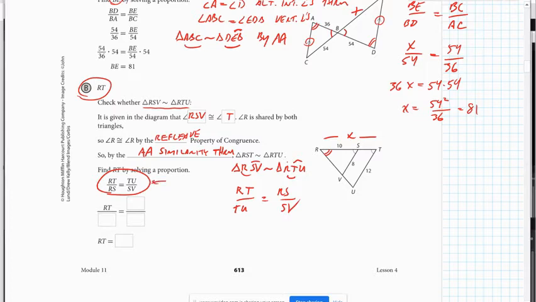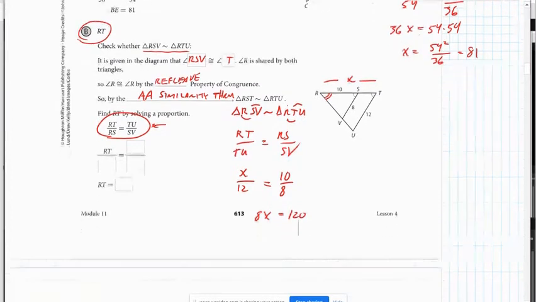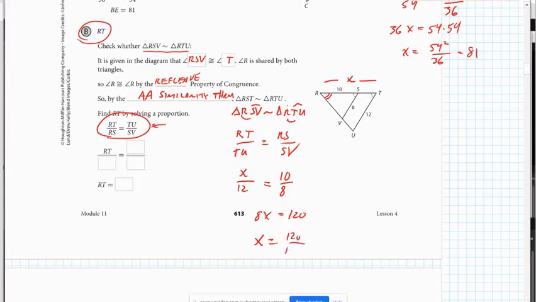Now, if we fill in the information, RT is what we're trying to find. TU is 12, RS is 10, and SV is 8. So when you cross multiply, you get 8x equals 120. And so x equals 120 over 8, and that is 15.